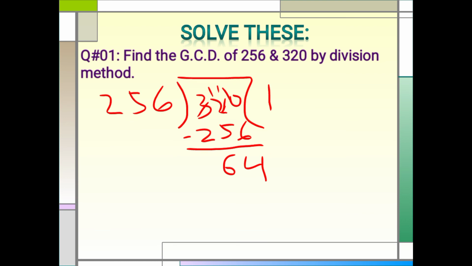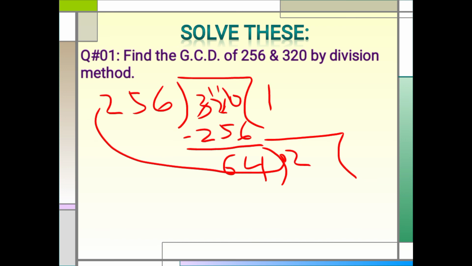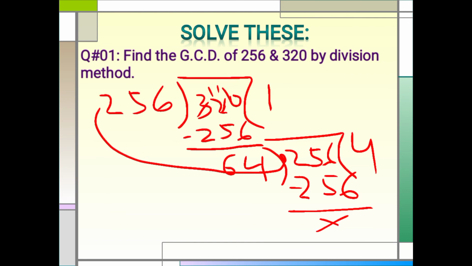So what you will do, you will continue again. Why are you continuing? Because you have a remainder. So for this you will take 256 as your dividend. So here you will write 256. So 64 multiplied by 4 will become 256, and after subtracting you will get nothing here. So your GCD will be what?